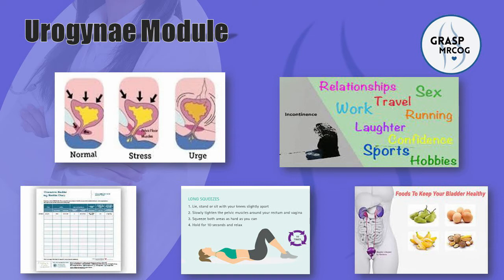mode of deliveries, any difficult deliveries, and her fertility wishes as well, because fertility wishes are very important in younger women. Sometimes women with urinary symptoms may still be planning a pregnancy, they may still like to conceive, so it's also important to establish what their fertility wishes are, because that can have an impact on their management.